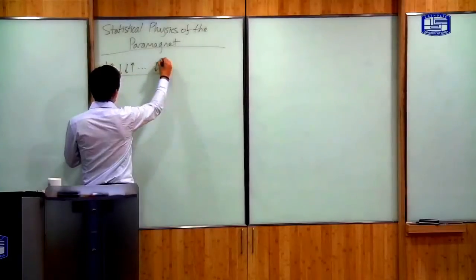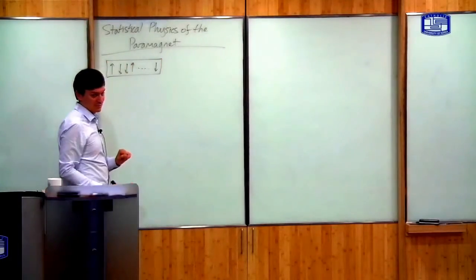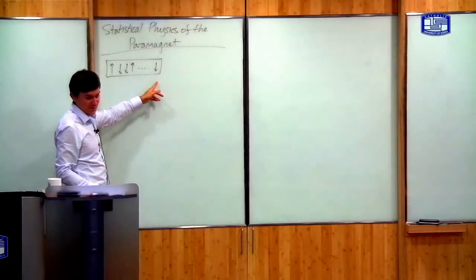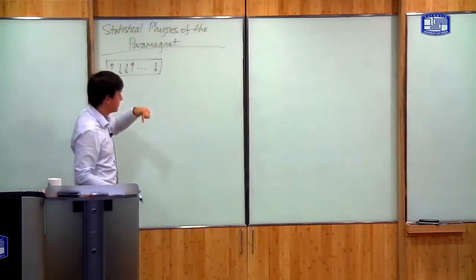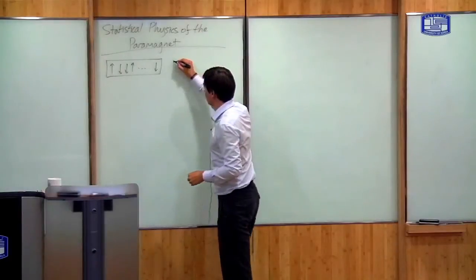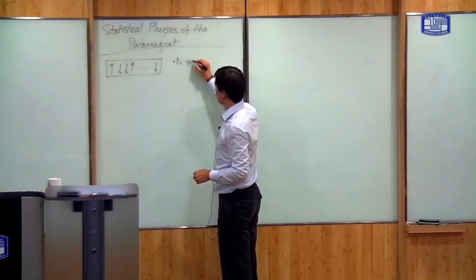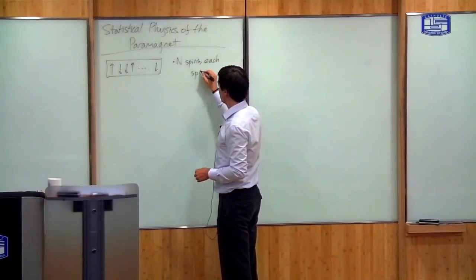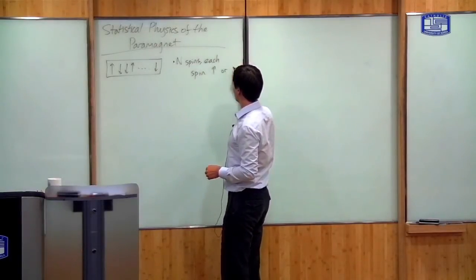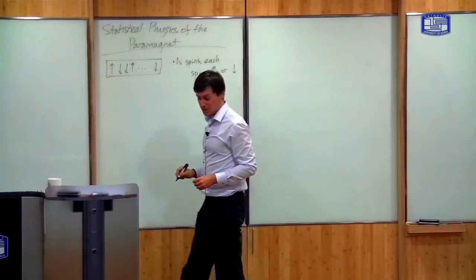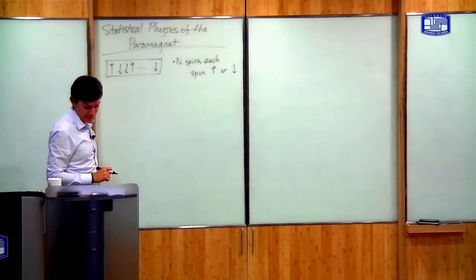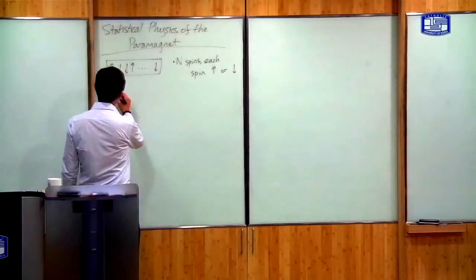So I consider a block, dimension here is unimportant, of N spins, and each spin can either be up or it can be down. And we saw that for this system you can define a quantity called the magnetization, which is important.